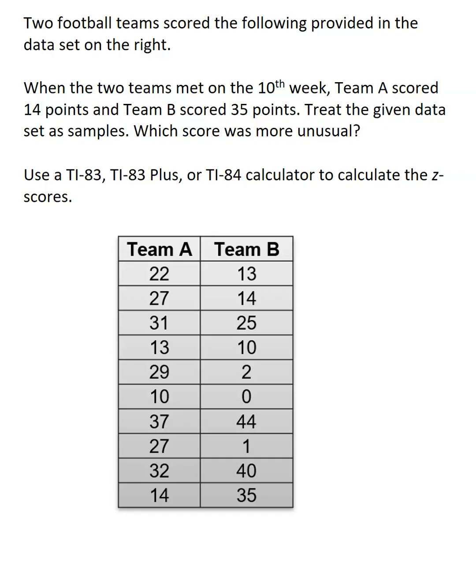Okay, so they gave us the data sets, but then they also told us about one specific week. When the two teams met on the 10th week, Team A scored 14 points and Team B scored 35 points. So what we have, though, is the scores from Team A and Team B. So we really don't know which week we're talking about. So let's first take a grip of the data. So go in and clear your data sets, lists 1 and 2, because you need two columns to enter your data. So go ahead and enter your data in list 1 and list 2.